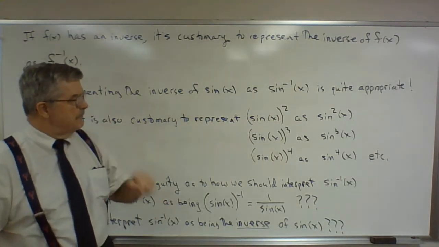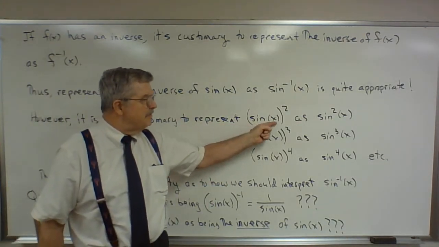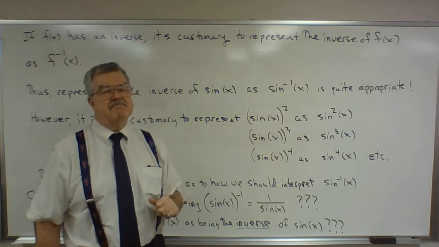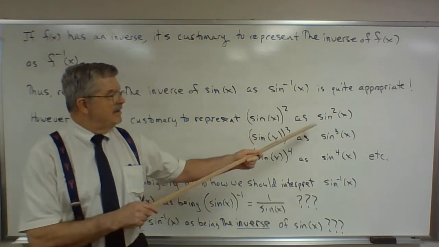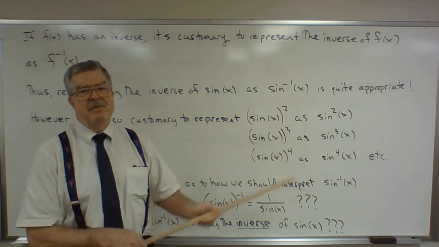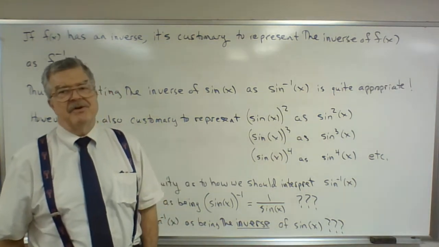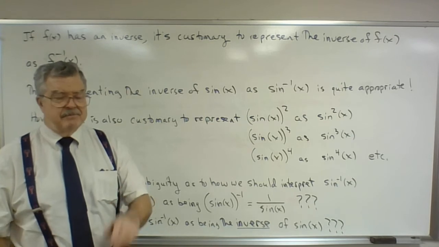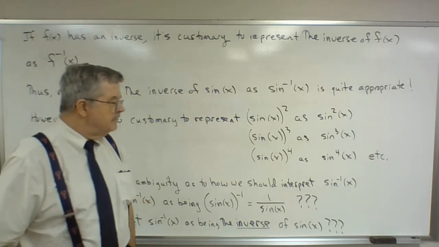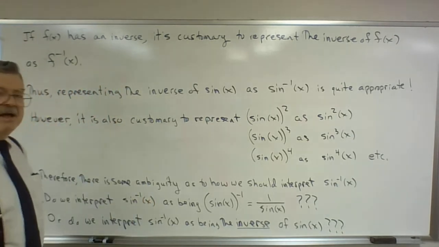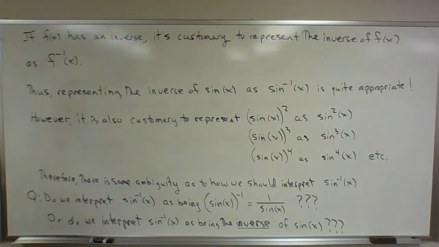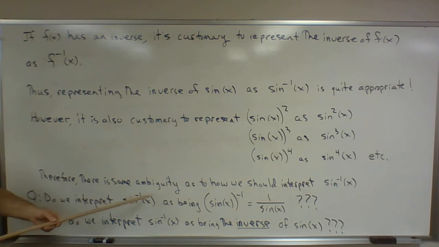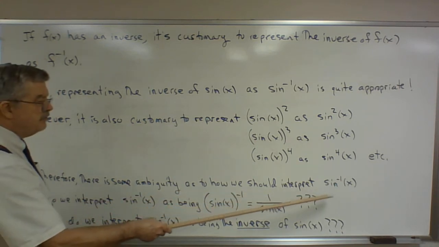Same thing here. We may not like this style of notation, but there's nothing we can do about it. It's been in wide use for a long period of time. We're not going to get rid of it. Nevertheless, we have a paradox. And here it is. Therefore, there is some ambiguity as to how we should interpret this.